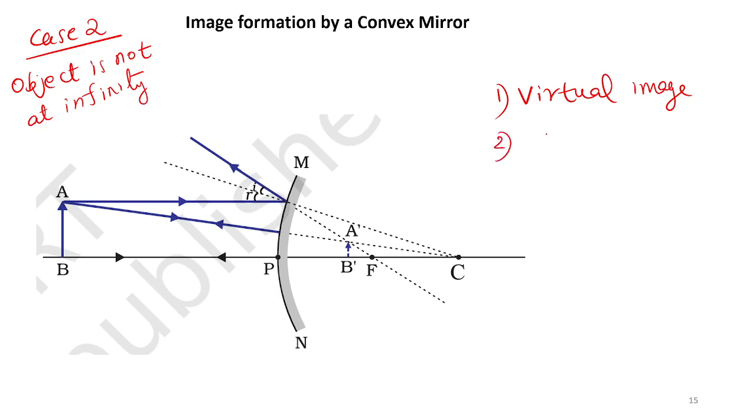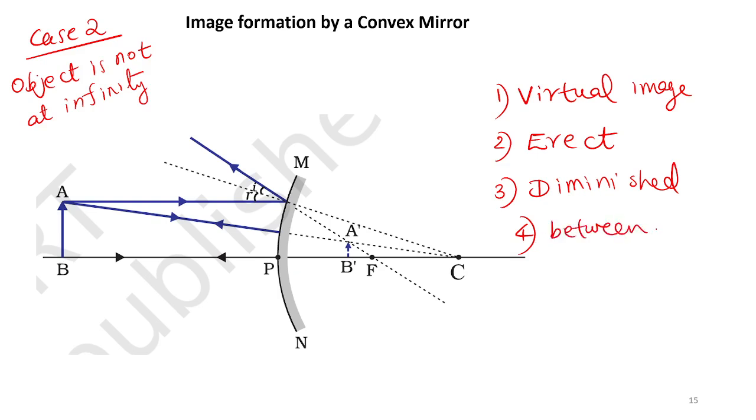The second one is it is an erect image. Third one is a diminished image, smaller, diminished. And the fourth property is the image is obtained between pole and focus. The image position is between pole and focus. So all properties are written.